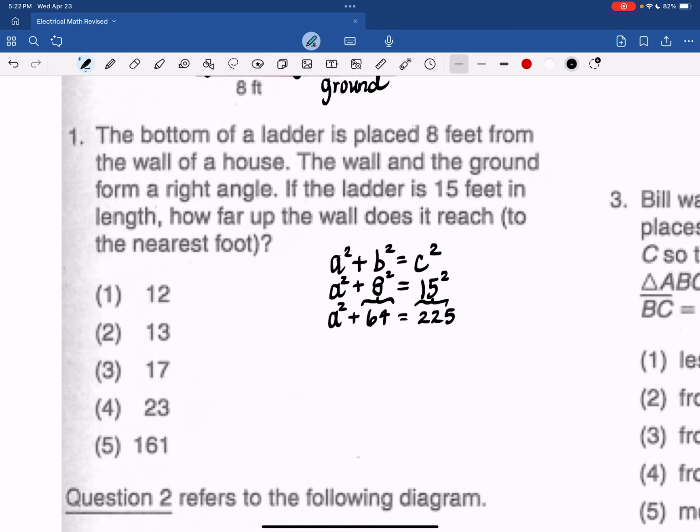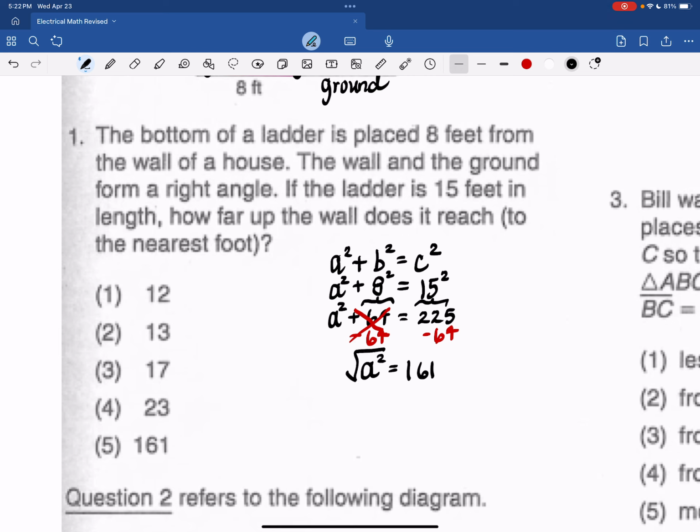Now we need to isolate the variable. We need to get a on a side by itself. So I need to move the 64. And you move with inverse. The inverse of plus is minus, so that will cancel. And you're left with a squared equals 225 minus 64. It's going to be a 1, a 6, and a 1, I believe. Not taking a chance. Yes.